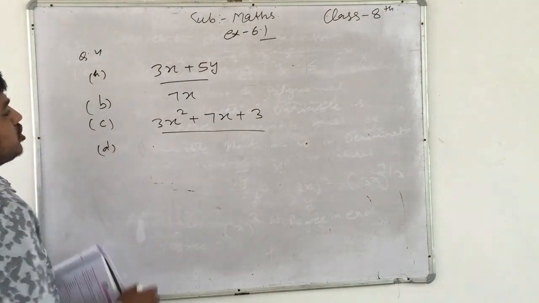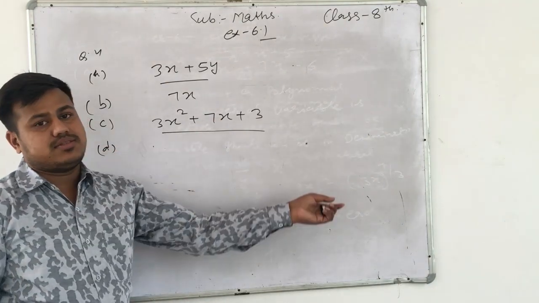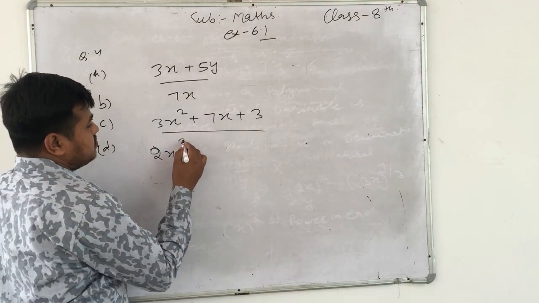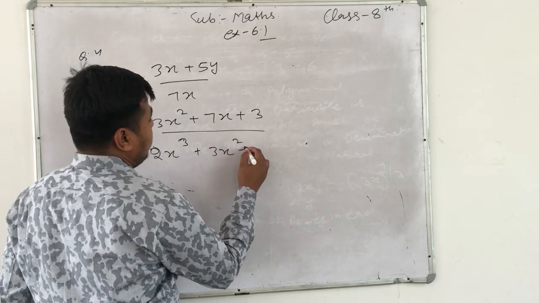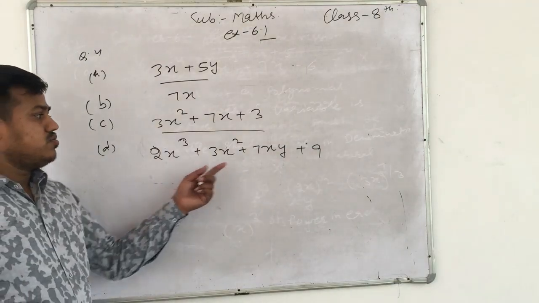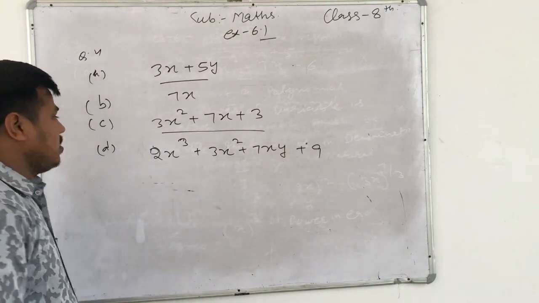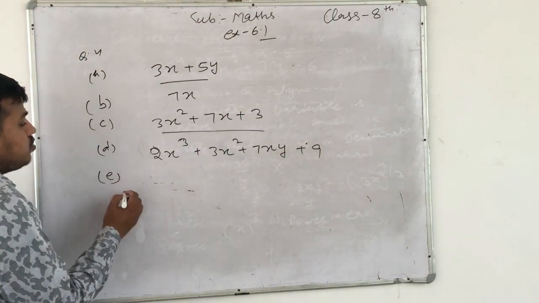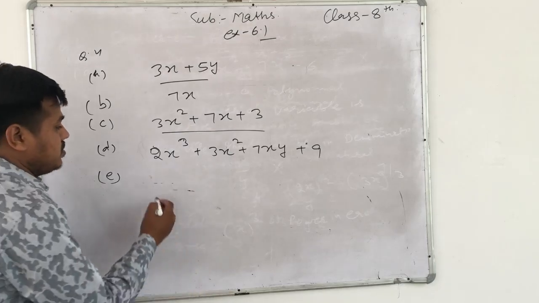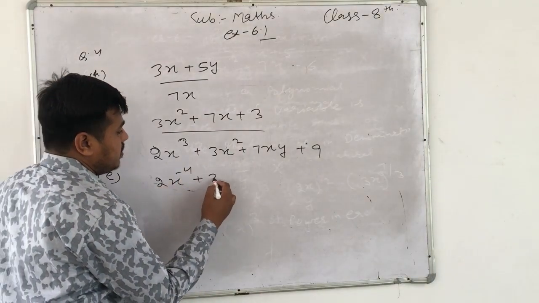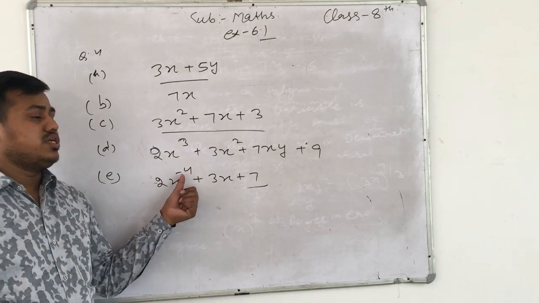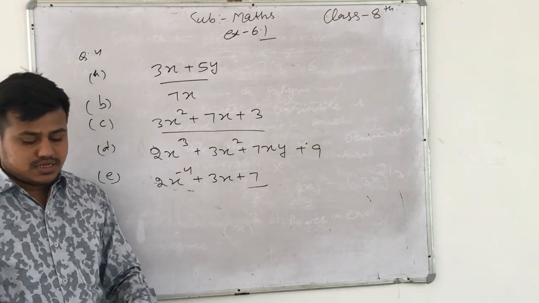Part D. Polynomial means having more than 3 terms. 2x power 3 plus 3x square plus 7xy plus 9. This is a polynomial in 2 variables because here there are 2 variables. And in part E, non-polynomial means the power must be negative. So 2x power -5 plus 3x plus 7 is a non-polynomial because here the power of variable is negative.